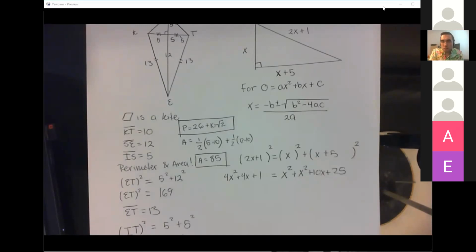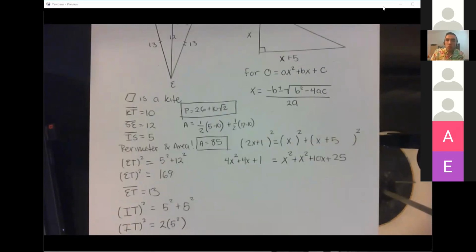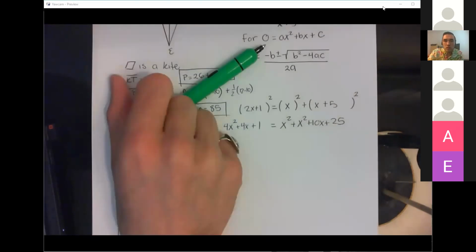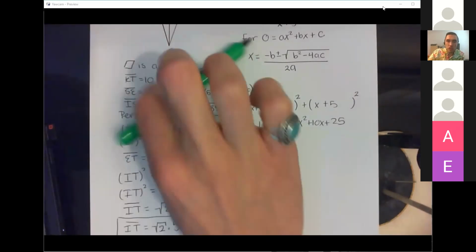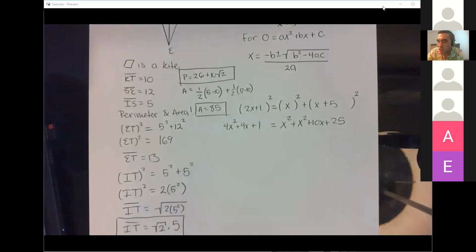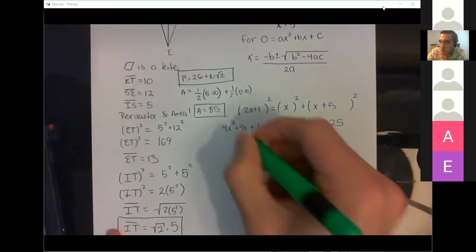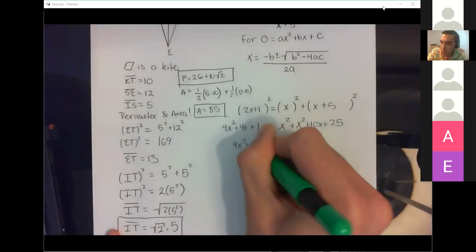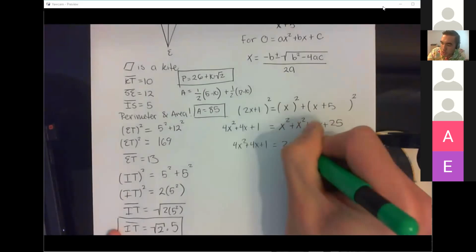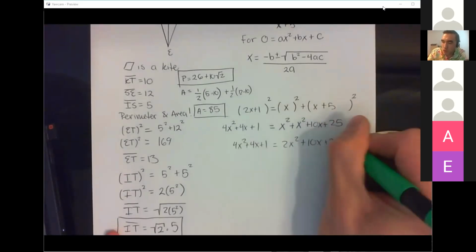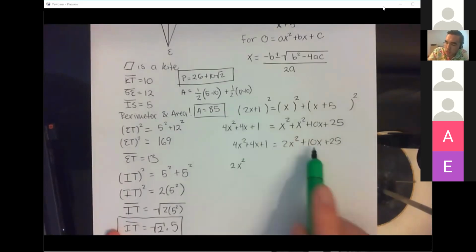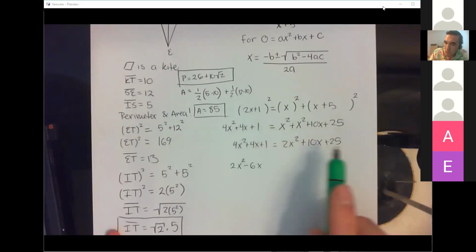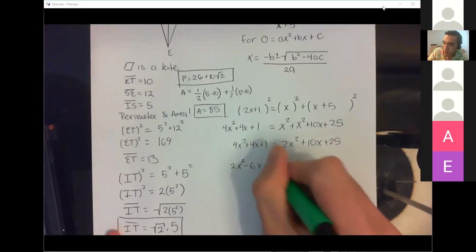Okay, so now we have this mess of an equation, and whenever it comes to solving the quadratic, what do we have to set it equal to? 0. We must set this equal to 0. We have no other choice. And so to set this equal to 0, we're just going to move everything to one side. So 4x squared plus 4x plus 1 is equal to x squared plus 10x plus 25. And now I'm going to subtract all of this over. That's going to give us 3x squared, and then 4 minus 10 is negative 6x, and then 1 minus 25 is minus 24. This is equal to 0.